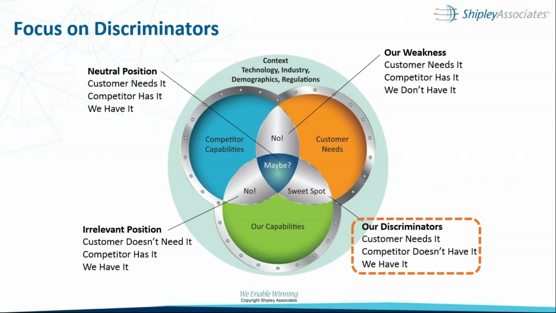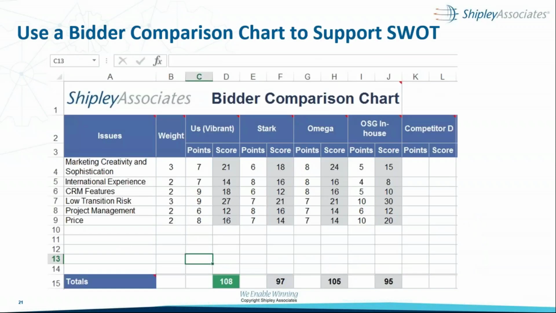Now, David alluded to the tool that we're allowing you to download and play with. And this is kind of what it looks like. What I've done here is just take a screenshot of the tool. It's a bidder comparison chart. Many of you who are familiar with Shipley have probably seen something like this before. It's very simple. It's a Microsoft Excel tool.